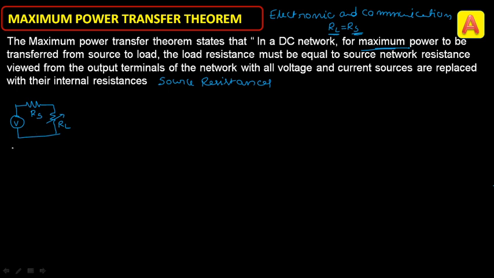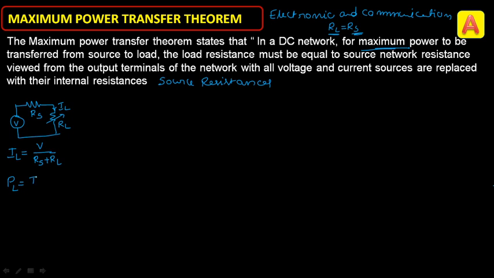Now let us consider IL is the current through the load. IL will be V by RS plus RL. So IL is the current flowing through the load, so we have IL and RL. So easily we can find the power demanded by the load.